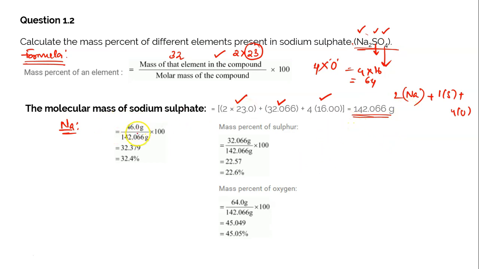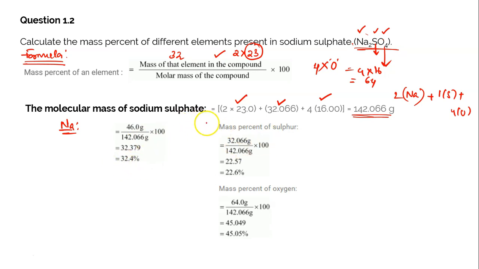So it is 46 divided by 142 into 100 when you substitute the figures into the formula to calculate mass percentage. Here you're calculating the mass percentage of sodium. It's the mass of sodium by 142, which is the total mass of the compound, into 100. When you simplify, this is your answer, 32.4.